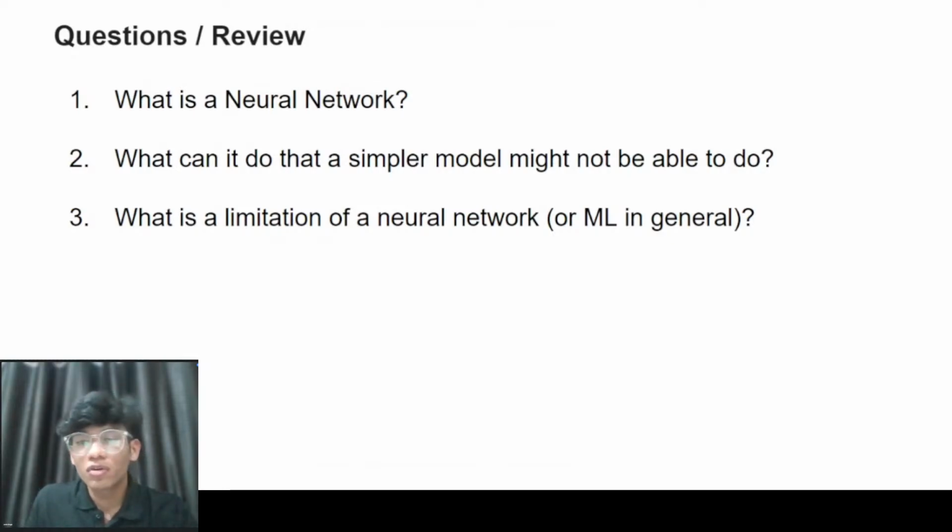What is the limitation of neural networks or ML in general? The limitation of neural networks or ML in general is, first of all, overfitting. Sometimes our model, be it a neural network or ML model, overfits on the data, with which it can perform amazingly well on the input data, on the training data, but fails miserably on the test data.